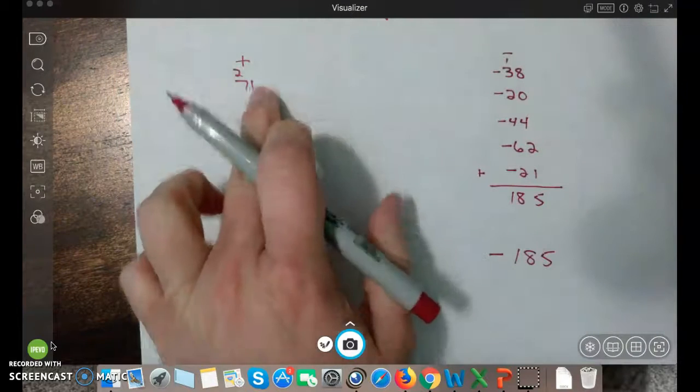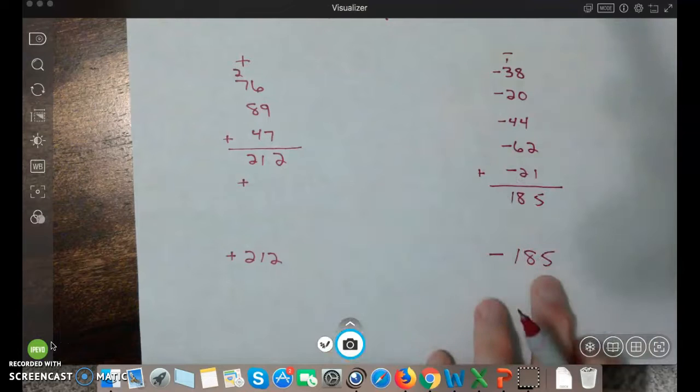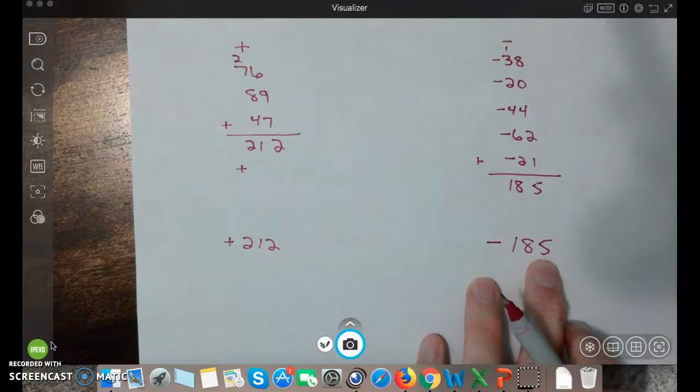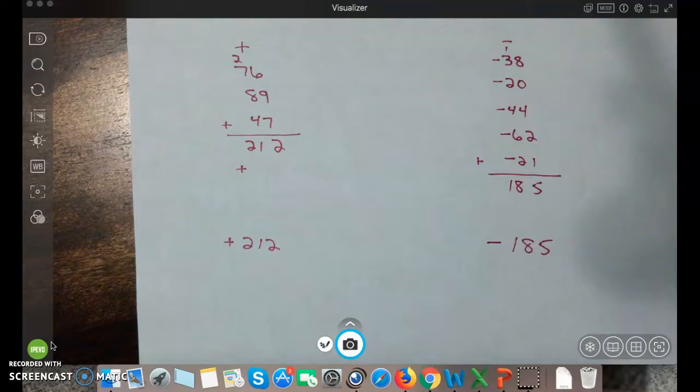So again, step 1 was separate my positives and my negatives. Step 2, add your positives to get a positive total. Add your negatives to get a negative total. My final step is now add my positive and my negative together. And remember our rule, if we're adding 2 numbers with different signs, we're actually subtracting these numbers. I'm going to figure out the sign of my answer first.